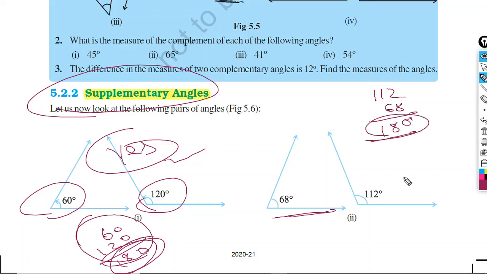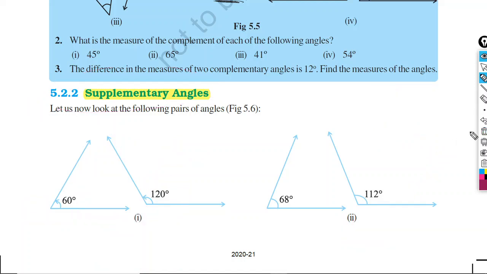Now their sum is also 180. Yes, we call it also supplementary angle. Yes, they are also supplementary. Now I will give you a question.